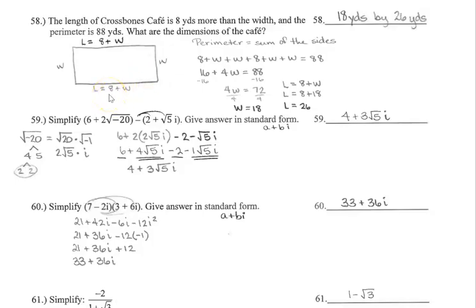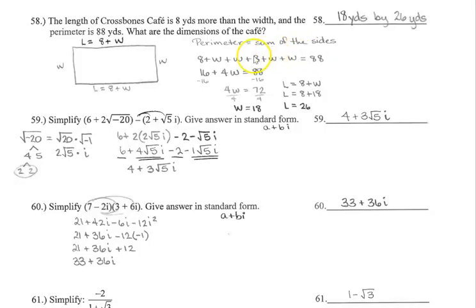Okay, so perimeter, because it says the perimeter is 88. Remember, perimeter is the sum of the sides. It goes all the way around, right? So we're going to add up our sides: 8 plus W plus W plus 8 plus W plus W. So that's what you see right here. We just added up those 4 sides is equal to 88.